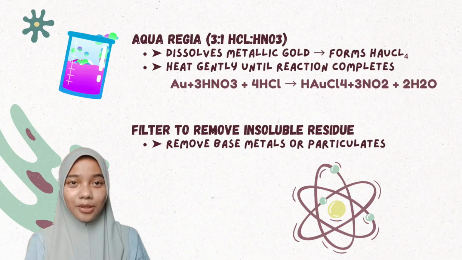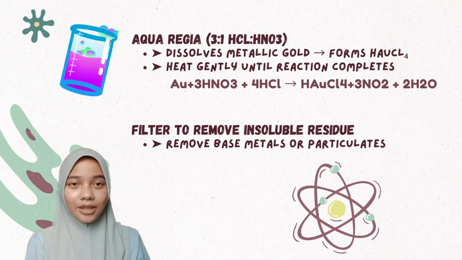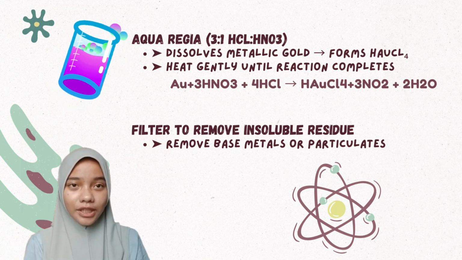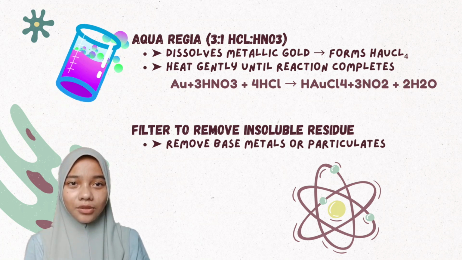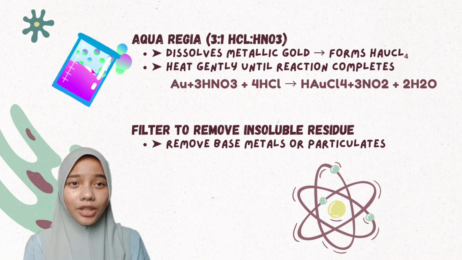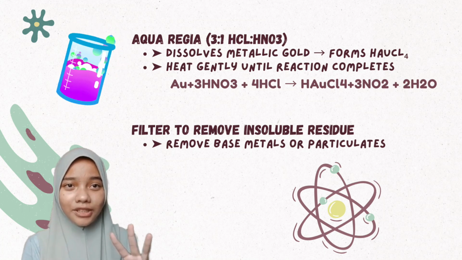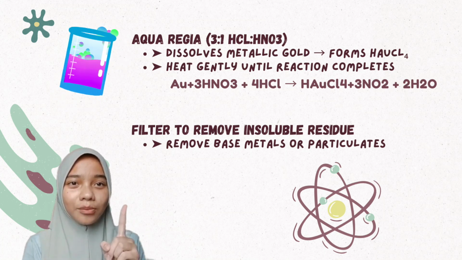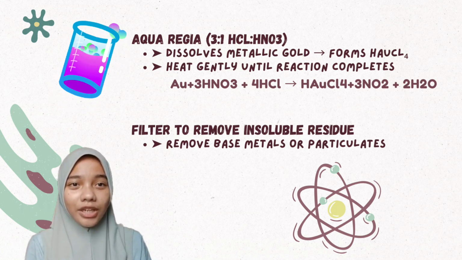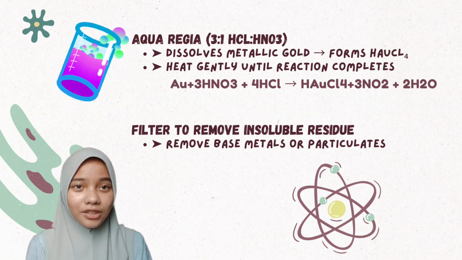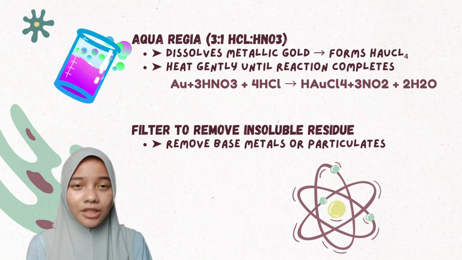Once we have dried the powdered sample, the next step is to dissolve any gold present using a chemical digestion process. We use a strong acid mixture called aqua regia, which is a combination of 3 parts hydrochloric acid to 1 part nitric acid. Aqua regia is one of the few reagents capable of dissolving metallic gold.